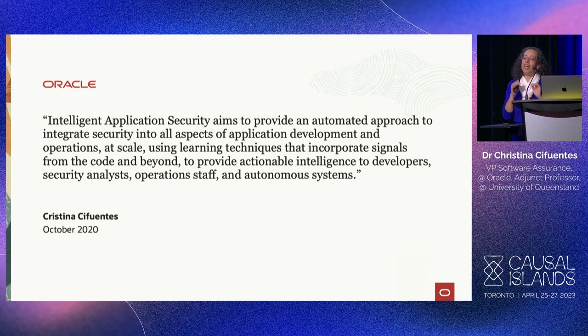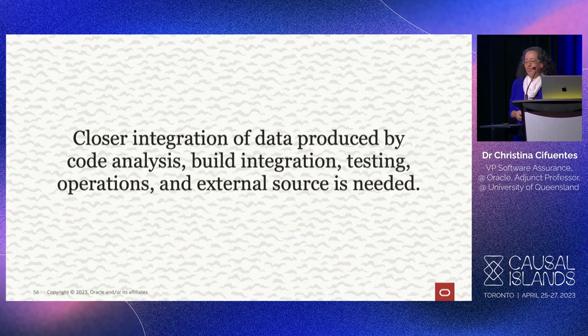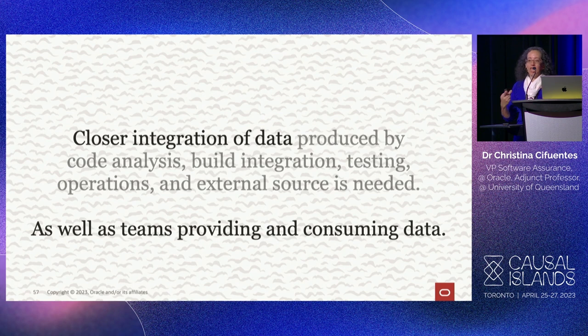because your code today is not just the code that the developer writes, it's the whole ecosystem of everything that you import and where it runs, right? To be able to provide actionable intelligence to developers, security analysts, operations staff, and autonomous systems, right? And the key here is actionable intelligence, right? So what is it that the developer would do? What is it that the security analyst could do about this? The operations staff, what could they do about it, right? And your autonomous system. Clearly, what this means is that we need to have a closer integration of data produced by code analysis tools with the build integration, the testing, the operations, and any external sources that are needed. But at the same time, we need to have teams that are providing the data and consuming the data be able to integrate themselves a lot better, right?